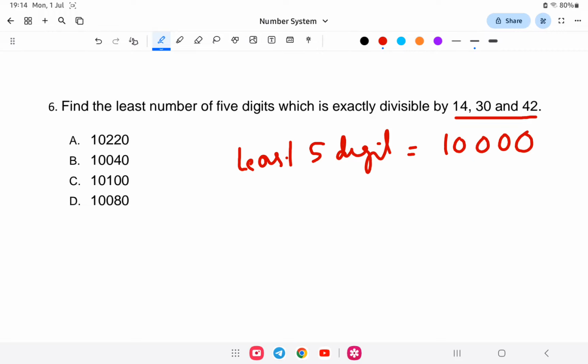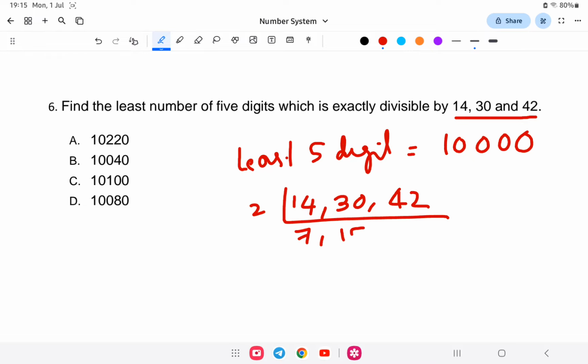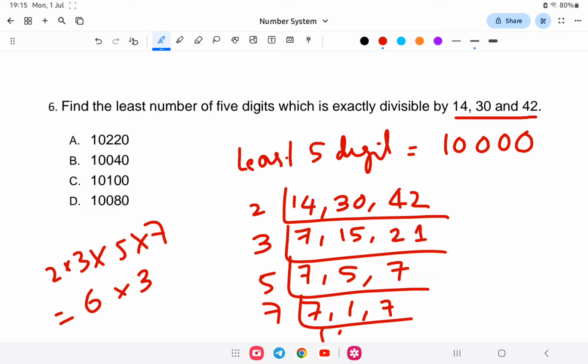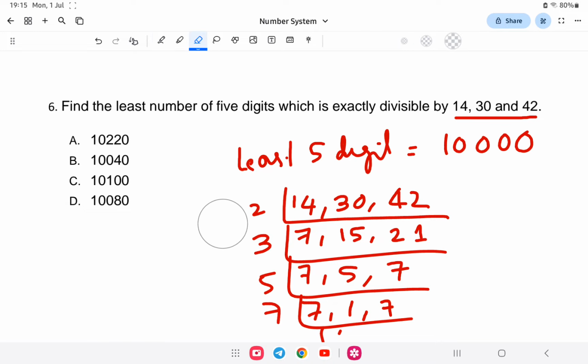Now we need a number divisible by 14, 30 and 42, so first we find the LCM. Divide by 2: 7, 15, 21. Then by 3: 7, 5, 7. Then by 7: 1, 5, 1. So the LCM is 2 into 3 into 5 into 7, which is 210. The LCM of these 3 numbers is 210.